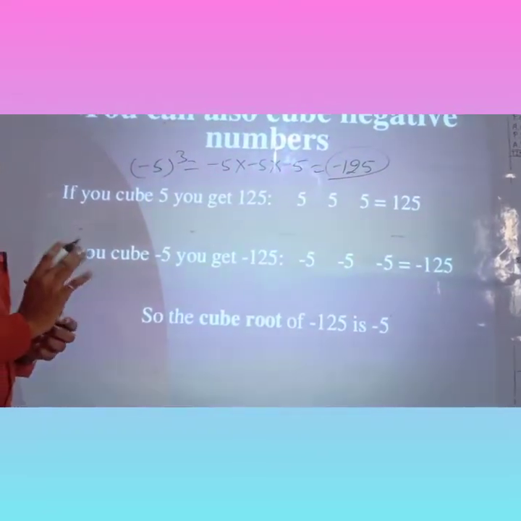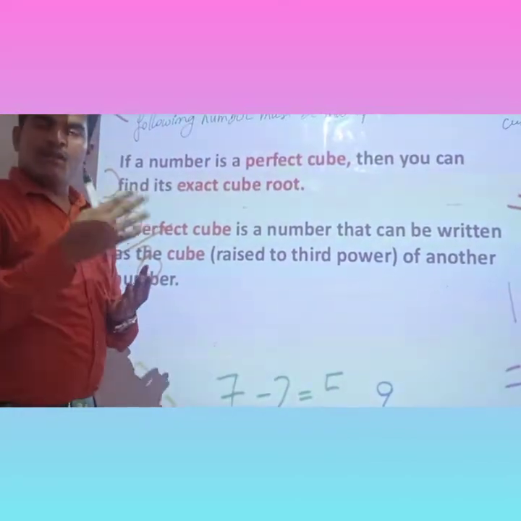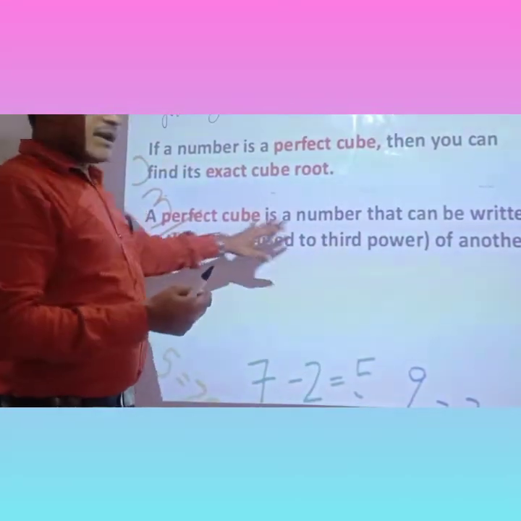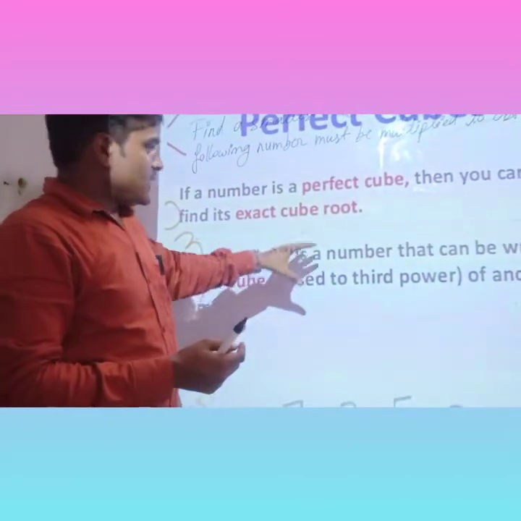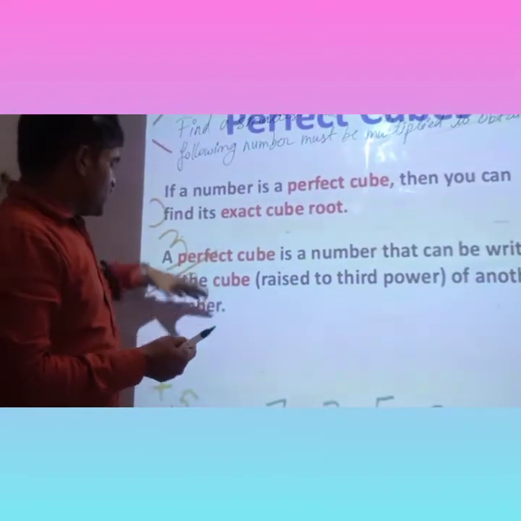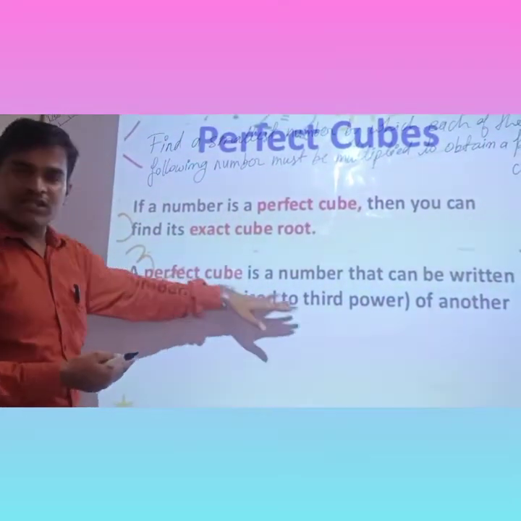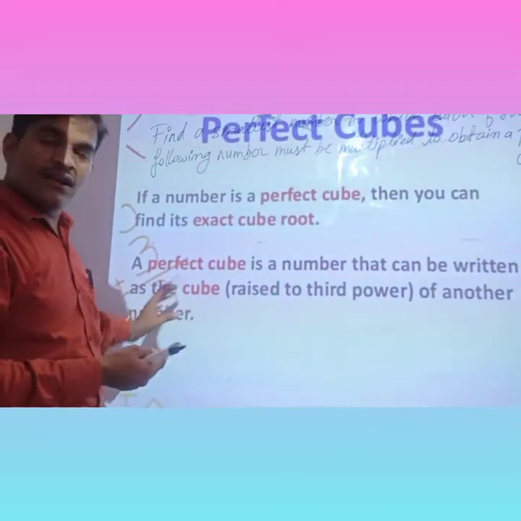Okay. And now, perfect cube. What do we mean by a perfect cube? A number is called a perfect cube if it can be written as a cube, which means raised to the third power of another number.